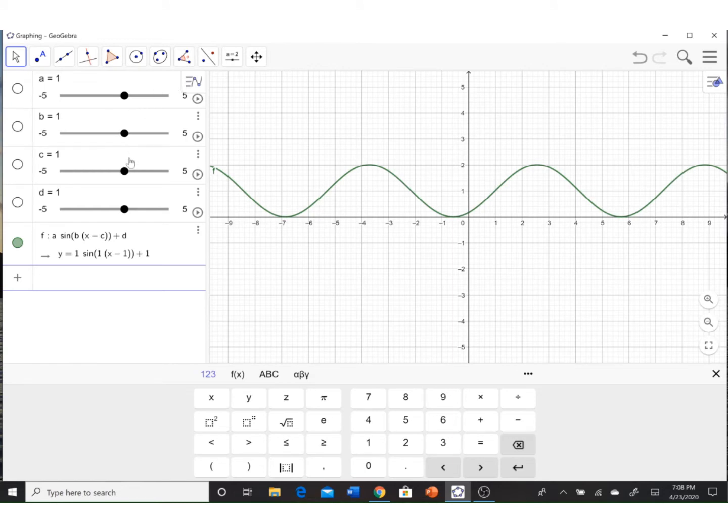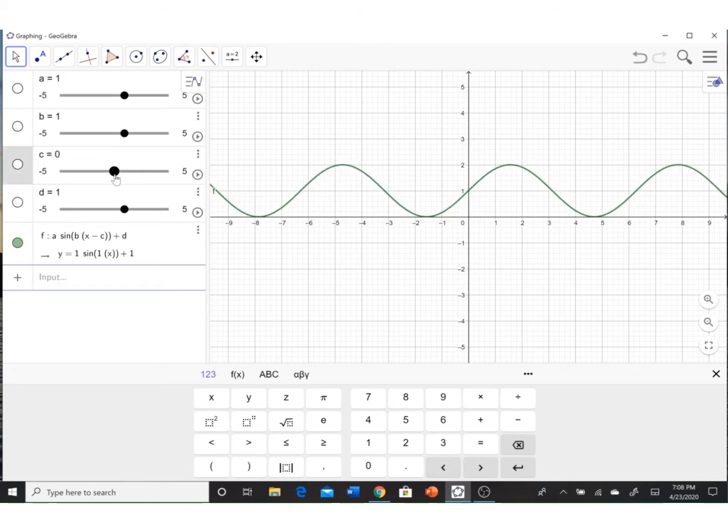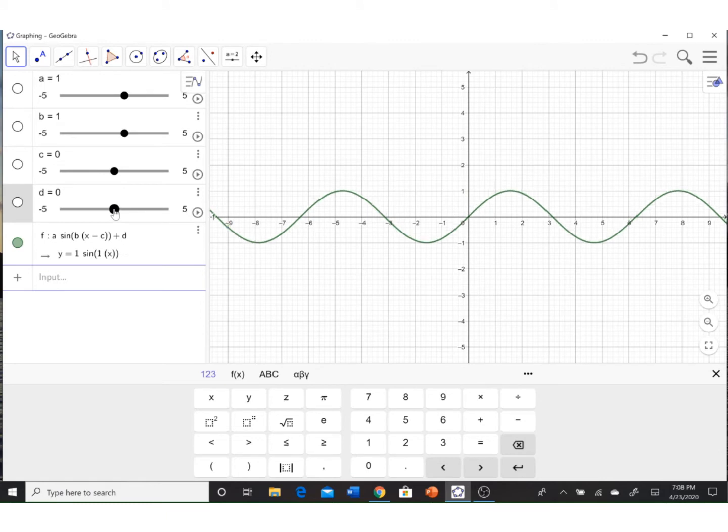If you push enter, you get something that looks like this. Best thing to do, I think, at this point is to move C back to 0 and D back to 0. And now you can play around with the amplitude and the period. But we're after bigger game.